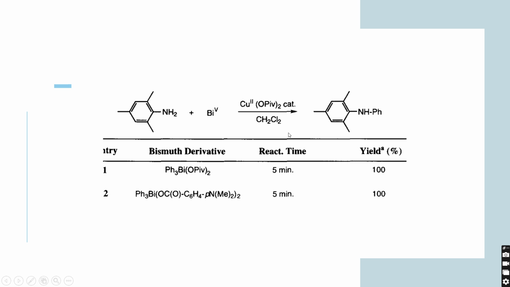Dichloromethane solvent, and the net result, if you see, is basically the arylation of the aryl amine. Whatever aryl group is present in your bismuth plus 5 reagent is getting transferred to your amine center, and you are getting this secondary amine now. So we will see how this reaction is occurring and what kind of mechanism it is following. But you can see how efficient this reaction is as well. The reaction is taking only 5 minutes and giving you almost 100% yield. So let us see how this highly efficient reaction is taking place.